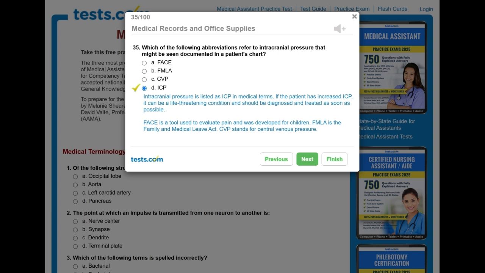If the patient has increased ICP, it can be a life-threatening condition and should be diagnosed and treated as soon as possible. FACE is a tool used to evaluate pain and was developed for children. FMLA is the Family and Medical Leave Act. CVP stands for Central Venous Pressure.